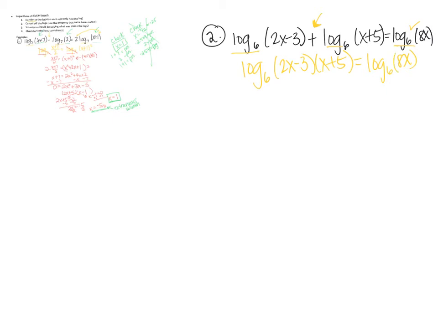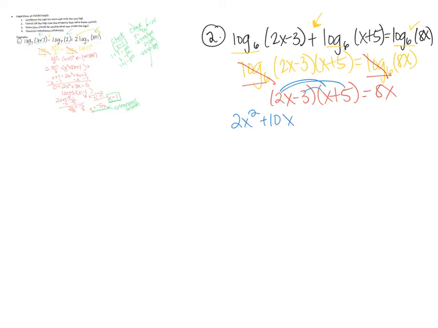All right, now that I have a log base 6 on both sides and they are by themselves, I'm going to go ahead and cross them off. So I now have 2x minus 3 times x plus 5 equals 8x. I'm going to go ahead and distribute now. I get 2x squared plus 10x minus 3x minus 15 equals 8x. So I get 2x squared plus 7x minus 15 equals 8x.